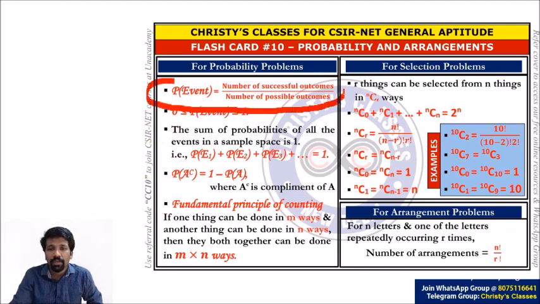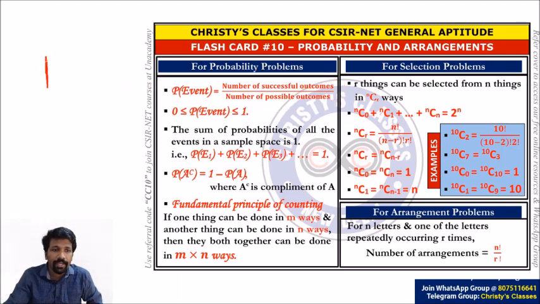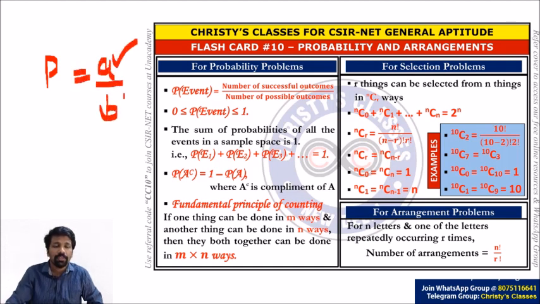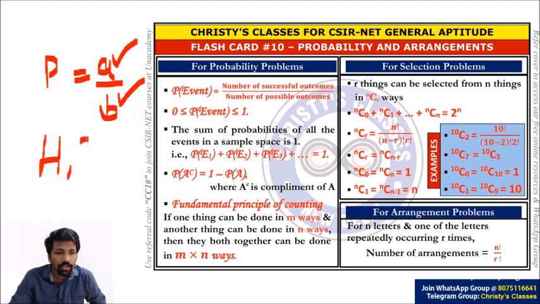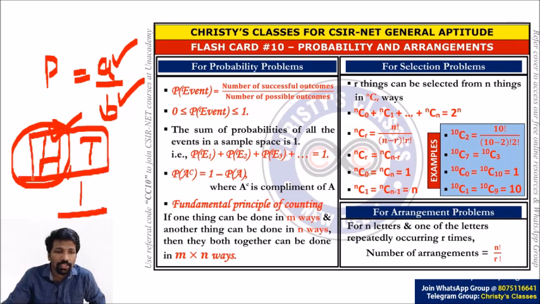Probability of an event is the number of successful outcomes divided by the number of possible outcomes. That is the basic definition of probability that you have learned. Probability is equal to A by B, where A is the successful outcome and B is the total outcome. For example, when you are tossing a coin, head and tail are the two possibilities. What is the probability of getting a head? Head is only one, out of a total of two things in the sample space, so 1 by 2. That is the A by B definition.